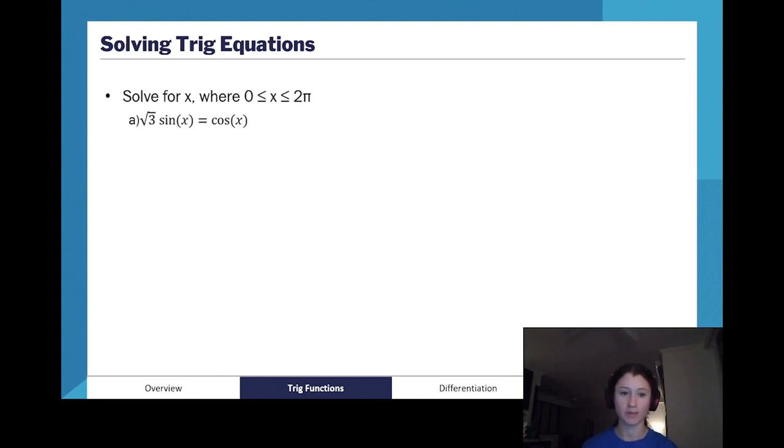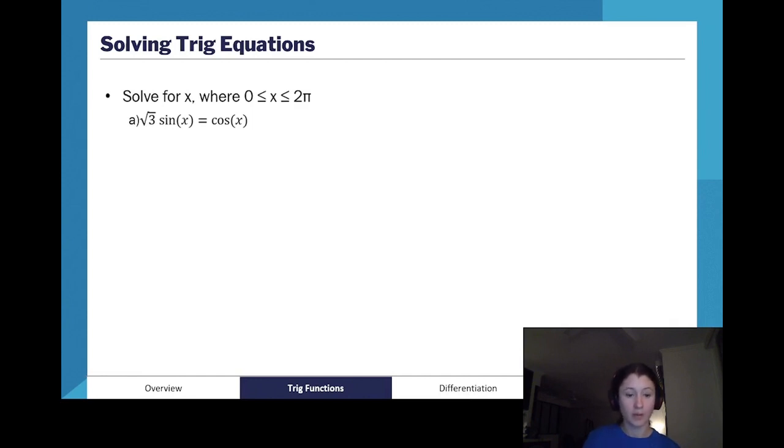Alright, now let's get on to our next few questions. So here we're going to be solving some trig equations. For this one here, we're going to solve for x. Again, pause the recording, have a go at this one before I go through the solution.